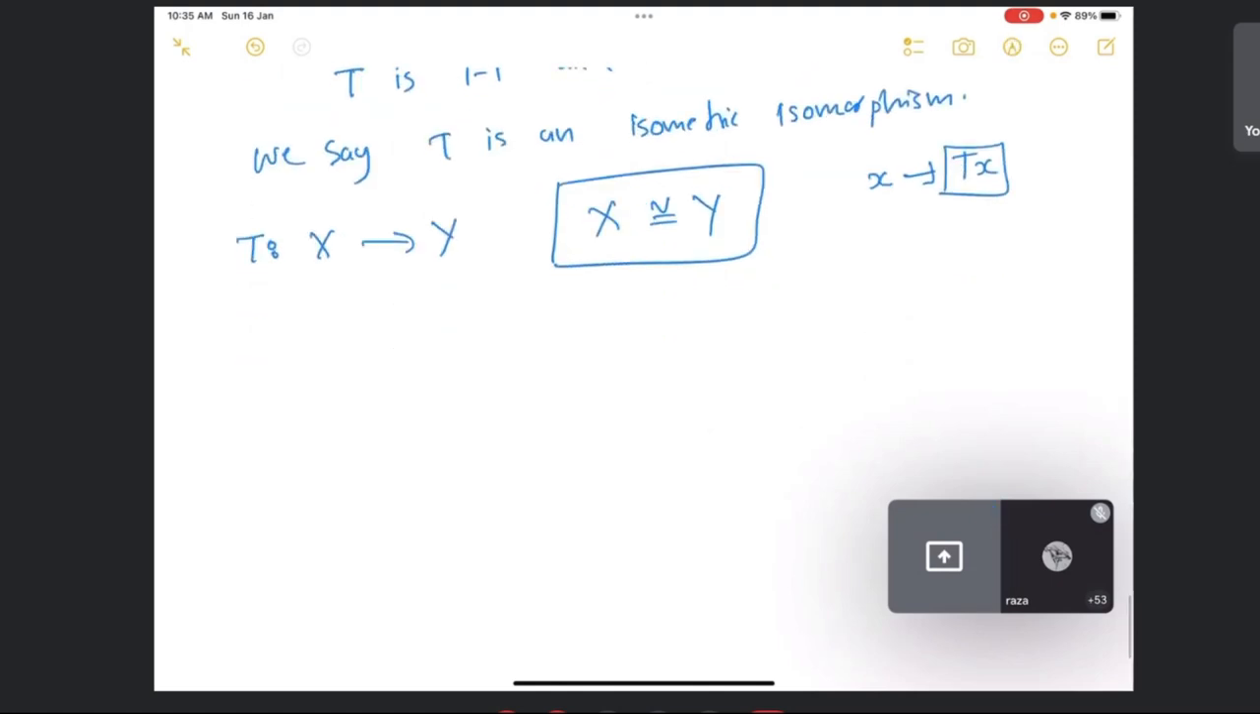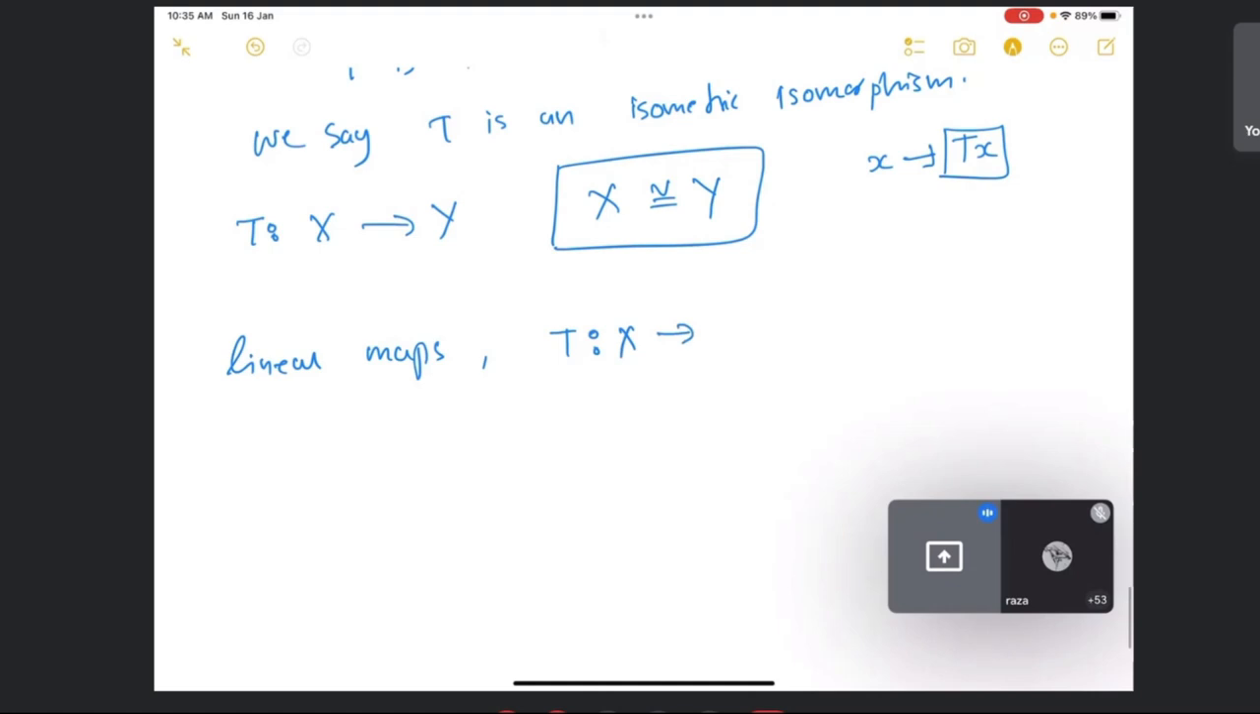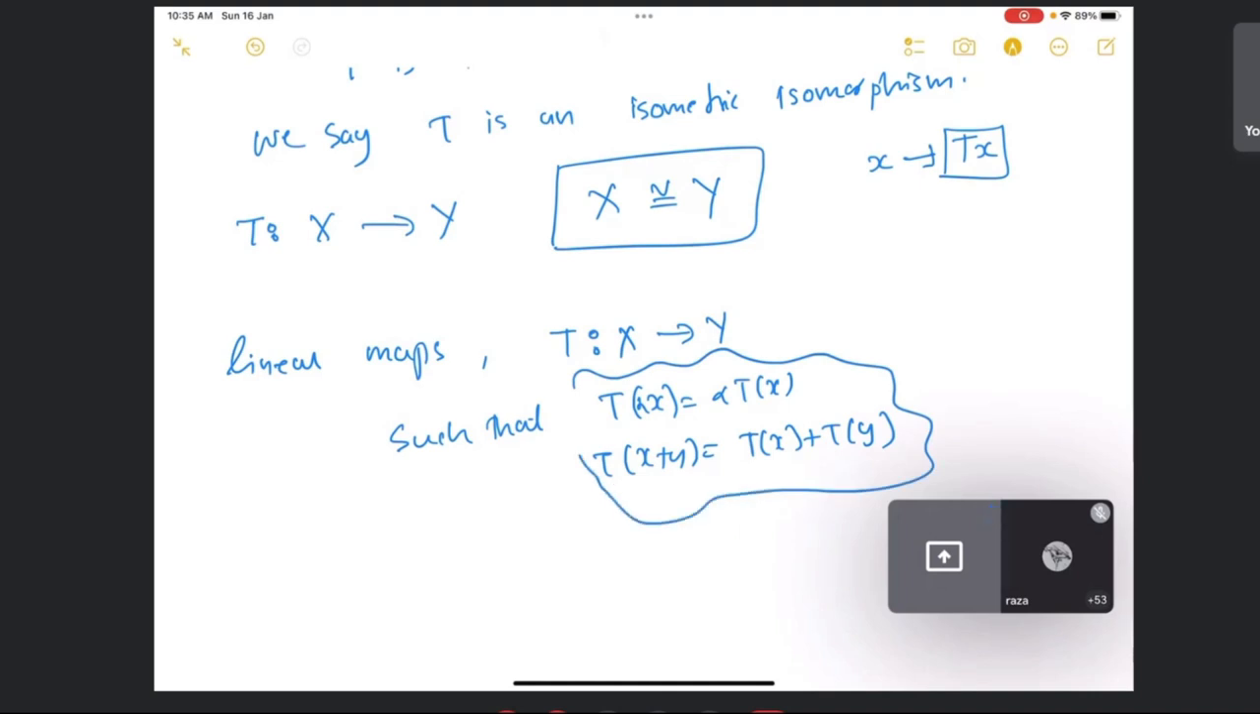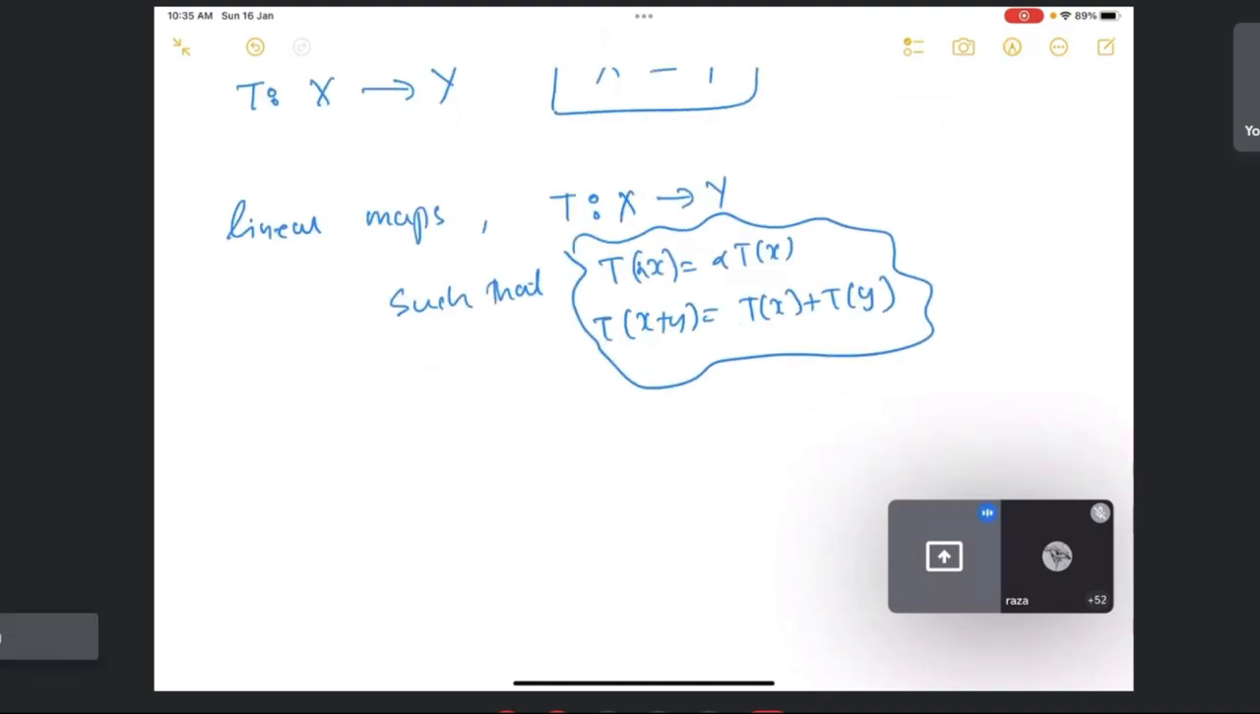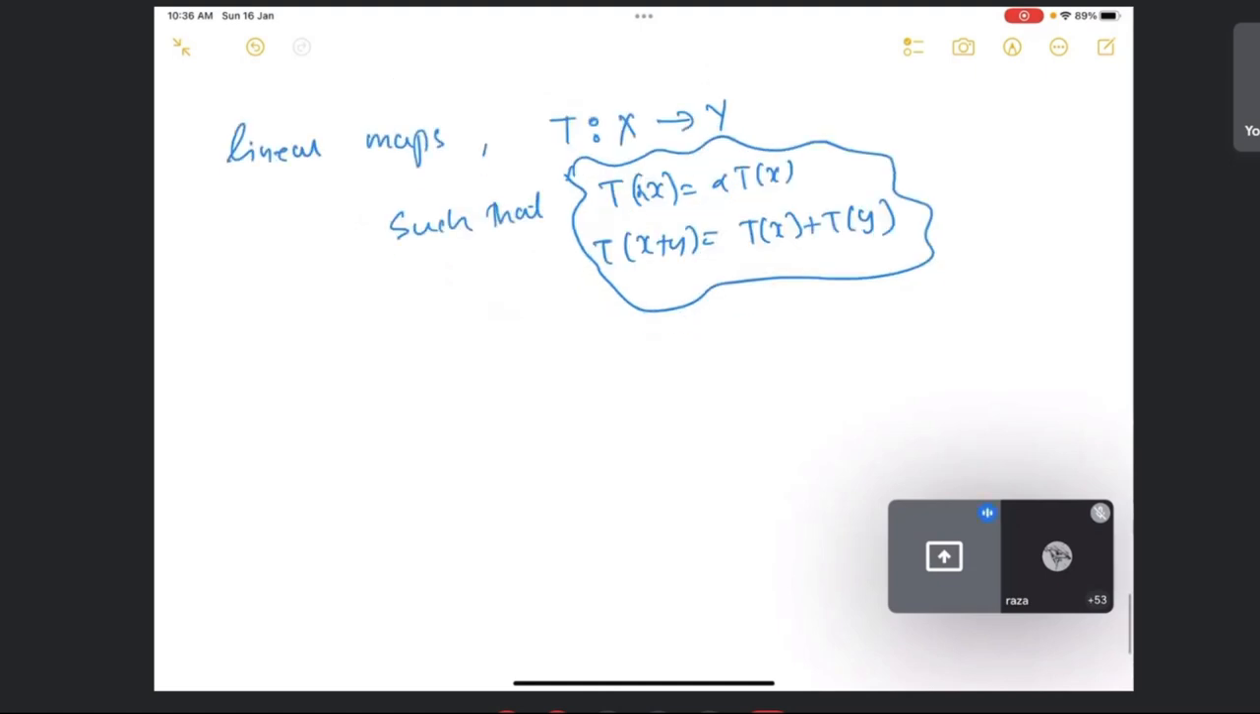So in functional analysis, the maps we are interested in are nothing but linear maps. That is, those maps T from a normed space X to another normed space Y, such that T of alpha x equals alpha times Tx, and T of x plus y equals T of x plus T of y. This is the map we are going to consider. Like we considered homomorphism in groups and rings, like we considered continuous maps in calculus, this is the map we are interested in functional analysis.